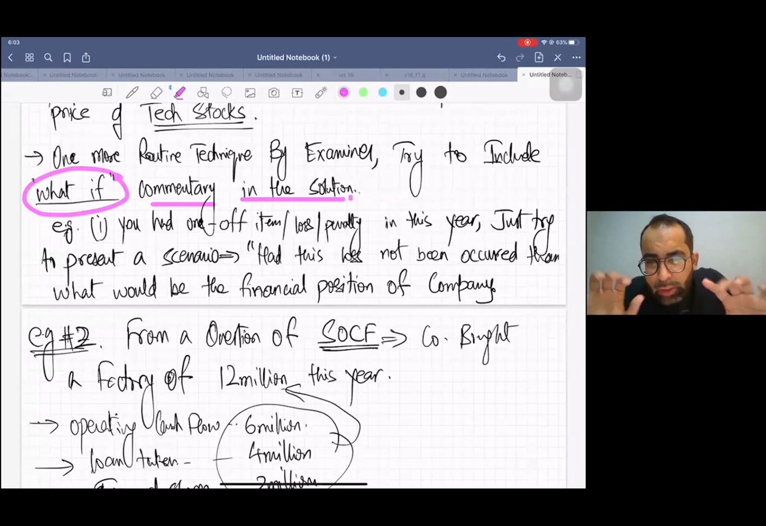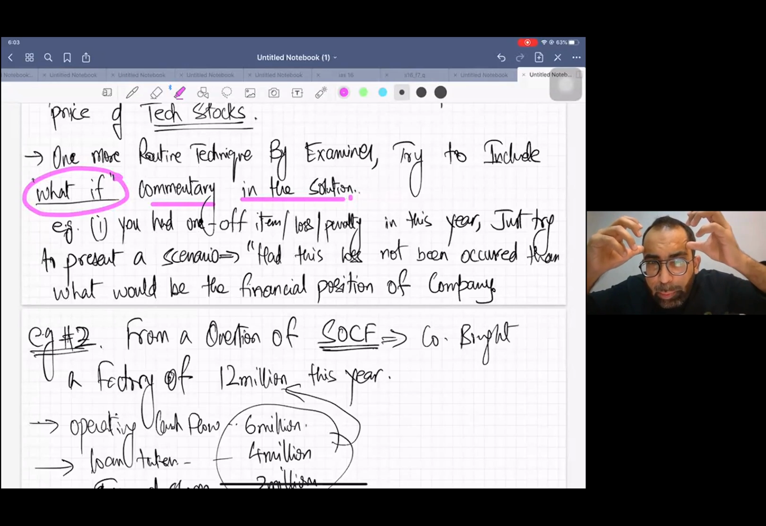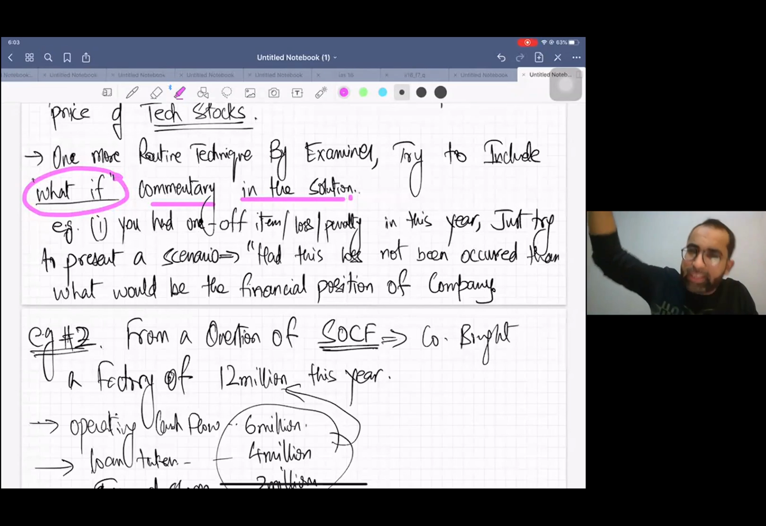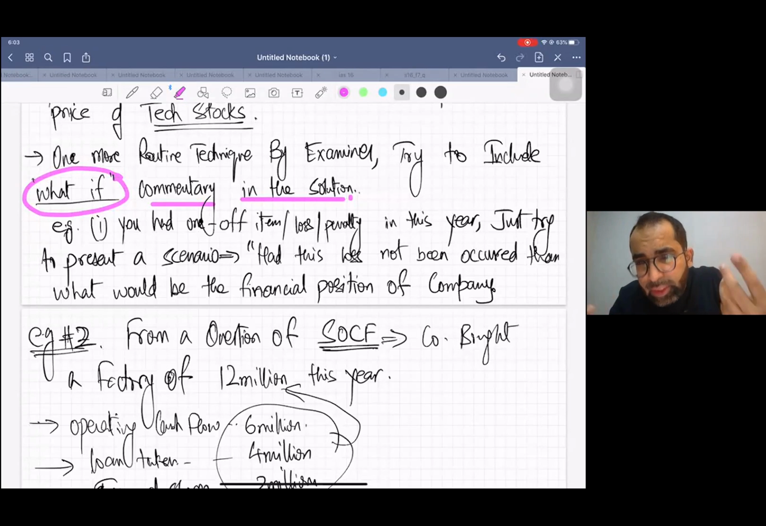Okay, so you need to present this picture as well: if this event won't happen, this loss, this disaster won't happen this year, then we would have been at this place. Try to show this picture as well. So in this way you can predict the future. Wait, giving you a real example of a company.